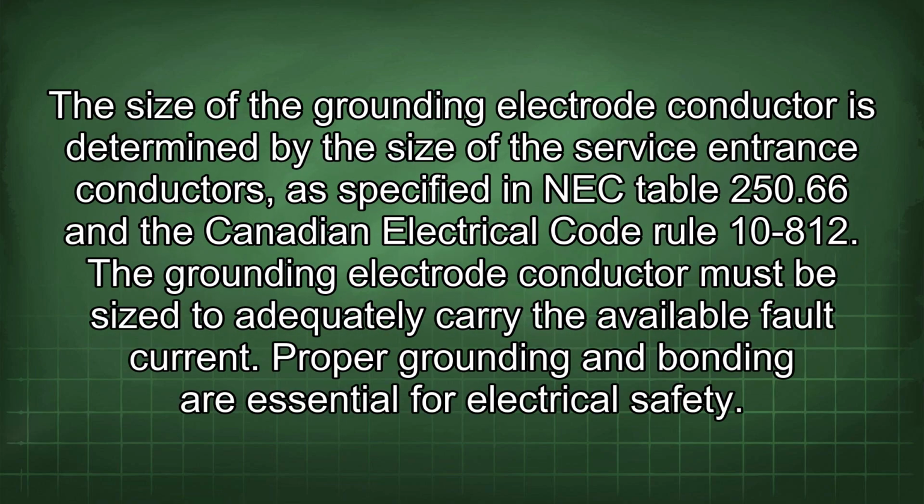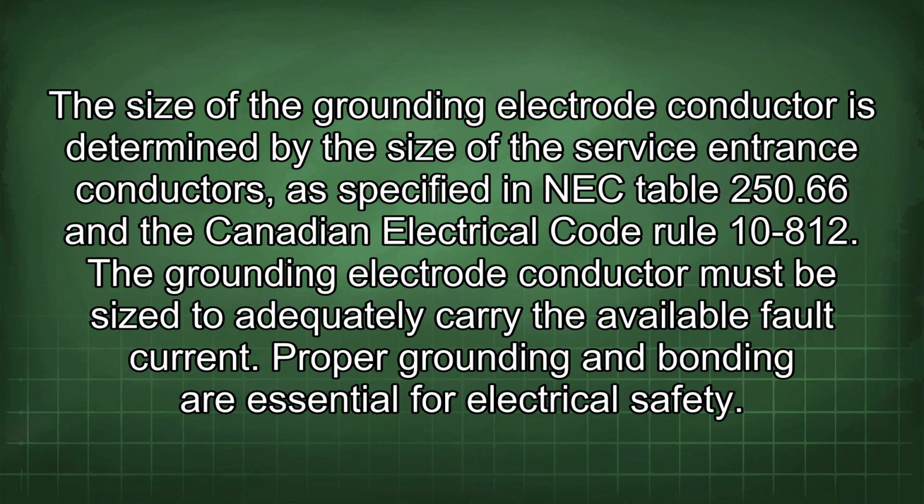The size of the grounding electrode conductor is determined by the size of the service entrance conductors, as specified in NEC Table 250.66 and the Canadian Electrical Code Rule 10-812. The grounding electrode conductor must be sized to adequately carry the available fault current.